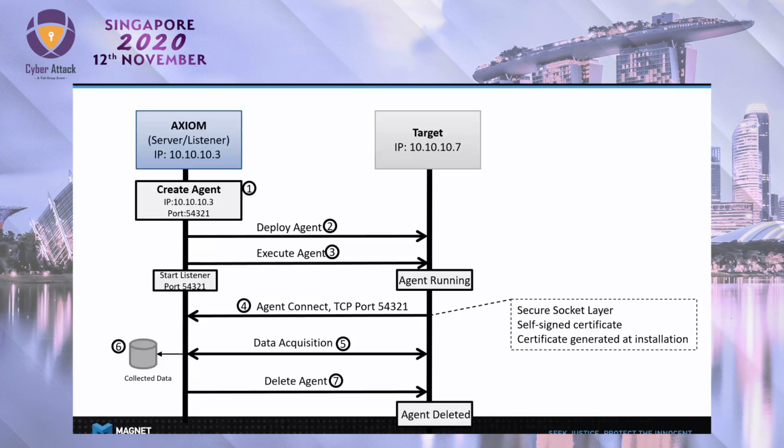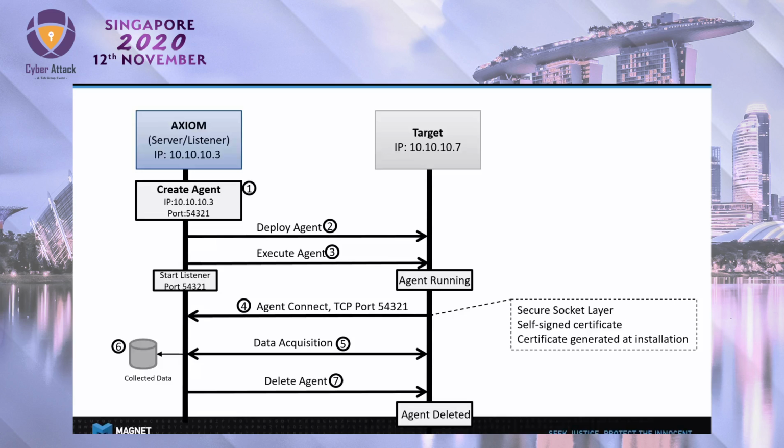So you can see that that needs to be pushed over to that target that I've got there. So for instance, 10.10.10.7. And once that has been executed, then the agent will be running on that target. And you also need to start your Axiom instance listening on that same port. Step number 4 there, you'll see the agent is connecting back via TCP.